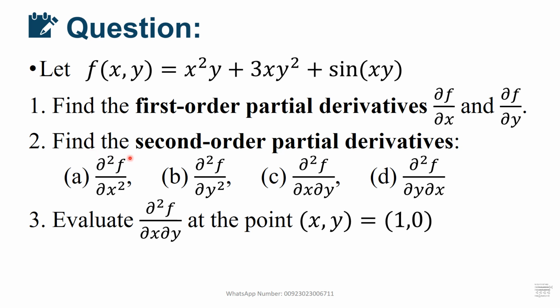Second, find the second order partial derivatives: a, partial squared f upon partial x squared; b, partial squared f upon partial y squared; c, partial squared f upon partial x partial y; d, partial squared f upon partial y partial x. Third, evaluate partial squared f upon partial x partial y at the point x comma y equal to 1 comma 0.